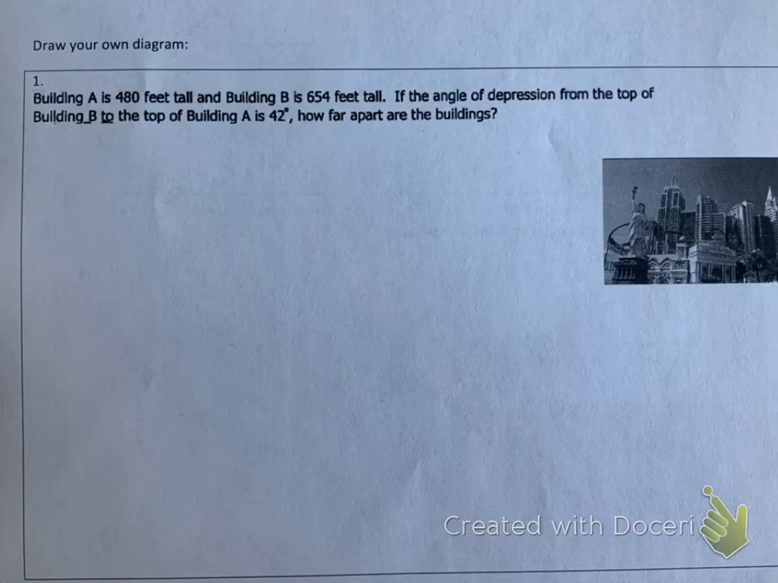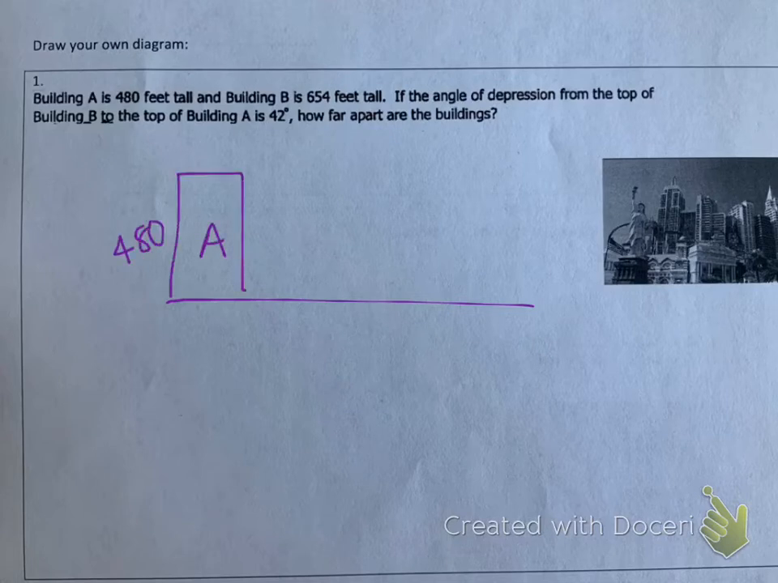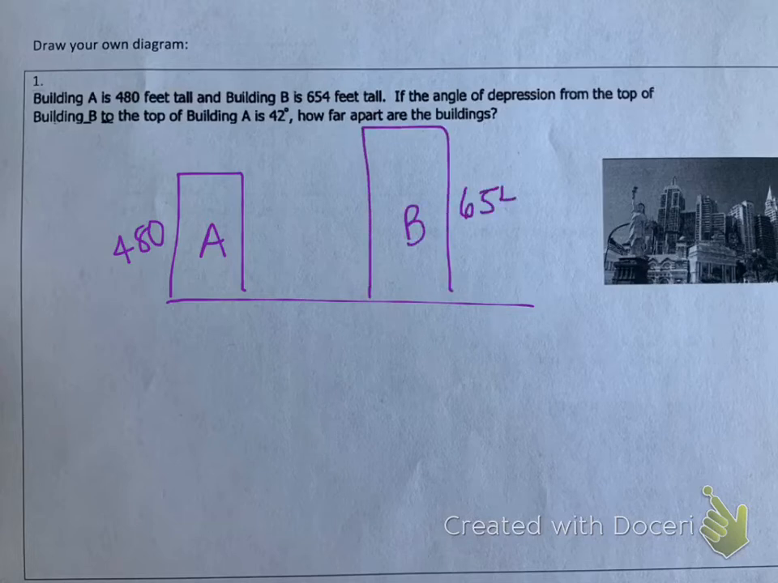So I'm going to draw the ground here. Here's building A, that would be 480 feet, and then building B is taller. Here's building B at 654 feet. All right, so then it says the angle of depression from the top of building B. So here's the top of building B.